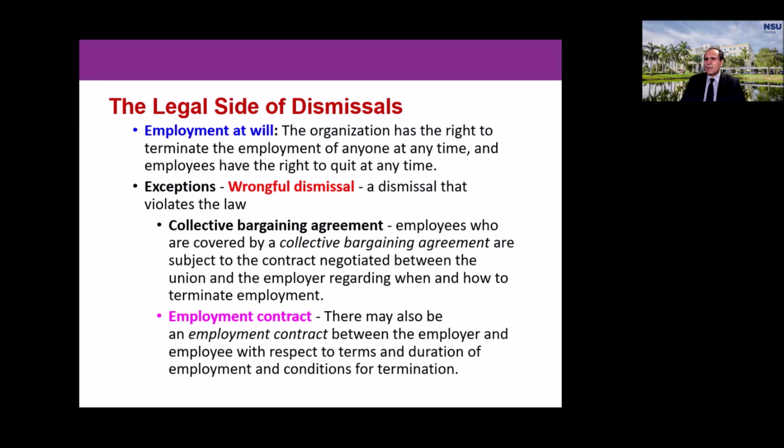A dismissal that violates the law could be due to collective bargaining agreements that the employee and his or her union representatives have with the organization, or it could be based on an employment contract where a 6-month notice might be required before an employee is terminated or layoffs are announced.